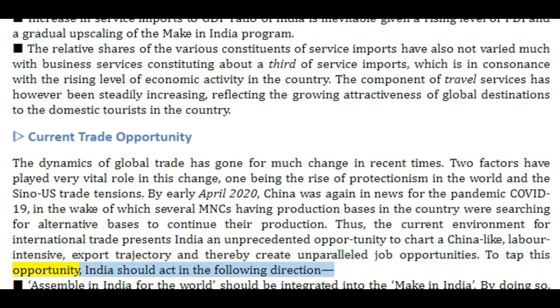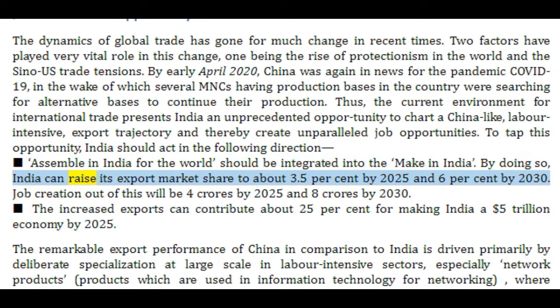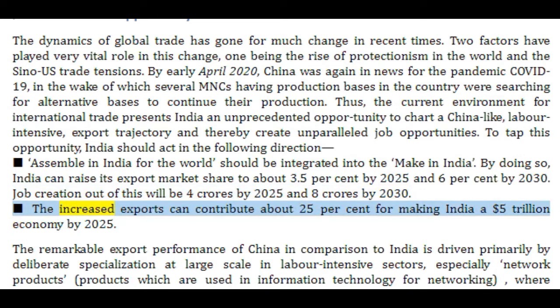To tap this opportunity, India should act in the following direction. Assemble in India for the world should be integrated into the Make in India. By doing so, India can raise its export market share to about 3.5% by 2025 and 6% by 2030. Job creation out of this will be 4 crores by 2025 and 8 crores by 2030. The increased exports can contribute about 25% for making India a $5 trillion economy by 2025.